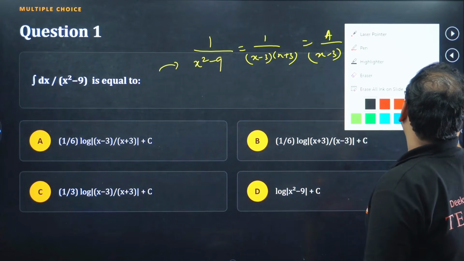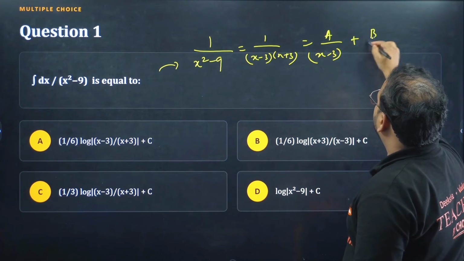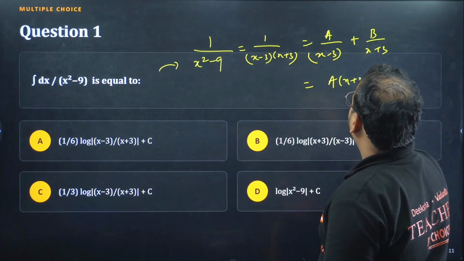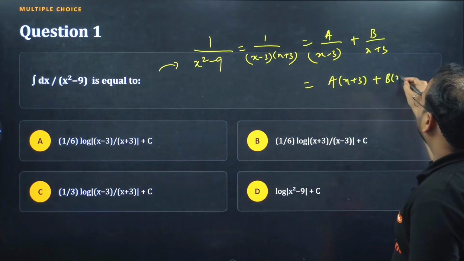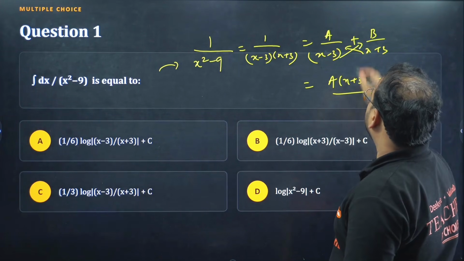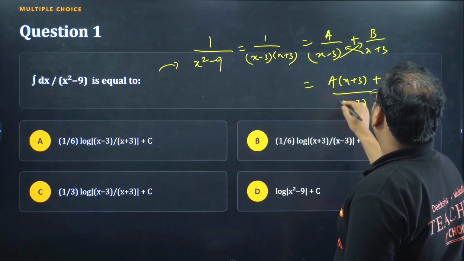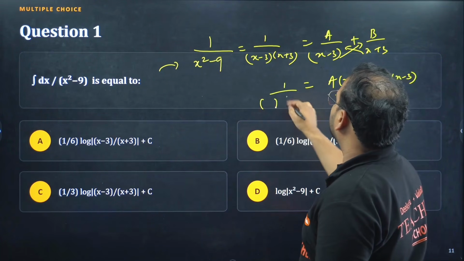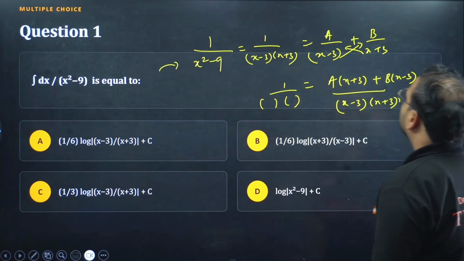Plus b upon x plus 3. Cross multiply: a times (x plus 3) and b times (x minus 3), because we are doing the cross multiplication. This over there and this over here, we have x minus 3 and x plus 3. This side we have 1 upon the same two brackets. Same two brackets. Just compare the numerator.